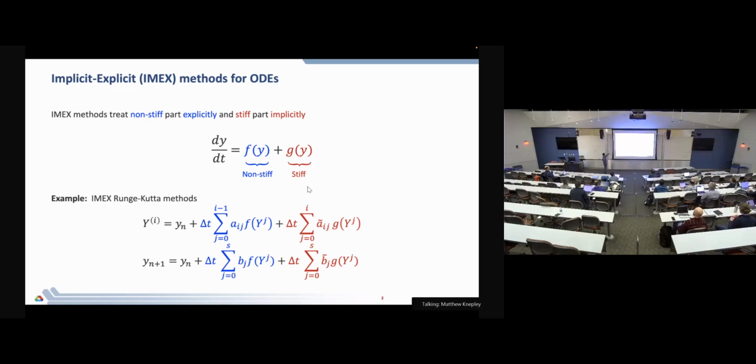Here's an example of a very conventional IMEX method, the IMEX Runge-Kutta methods. As you can see, you have coefficients coming from two sets of different RK methods: Aij from explicit RK and Aij tilde from implicit RK. But note that these coefficients are not randomly picked. You cannot pick two random Runge-Kutta methods and put them together and expect them to work. These coefficients are designed to satisfy certain order conditions and coupling conditions, and even some additional conditions coming from stability considerations.